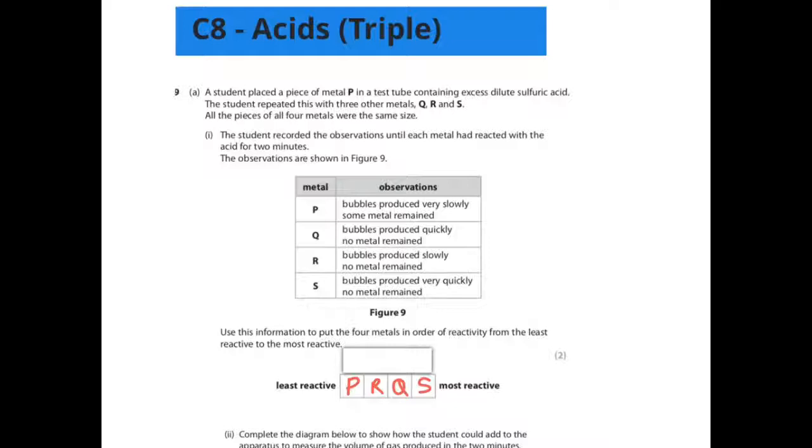P, bubbles produced very slowly, some metal remained. S, bubbles produced very quickly, no metal remained, and everything else falls in between.